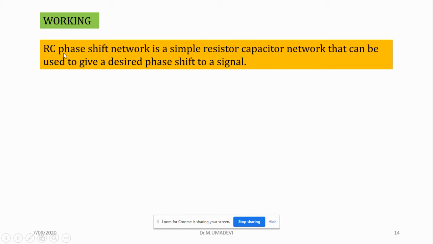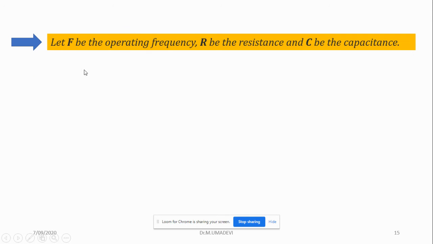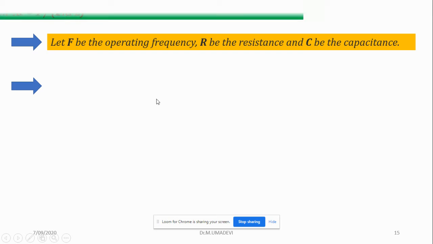So once again, an RC phase shift network is a simple resistor capacitor network that can be used to give the desired phase shift to a signal. This is a single stage RC phase shift network. It has only one stage, one R and one C. This is the input and output. Here the phase angle is theta, 0 degree, and here the phase angle is 90 degree. F is the operating frequency, R is the resistance, and C is the capacitance.